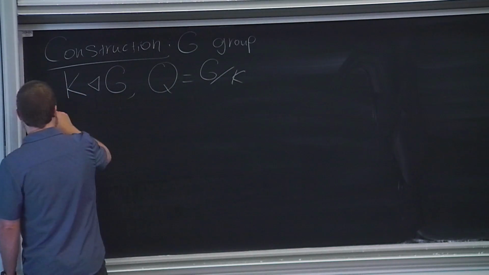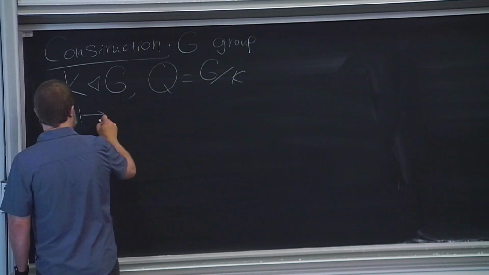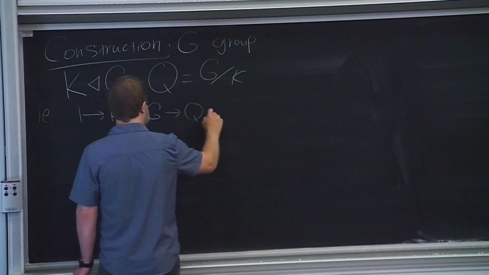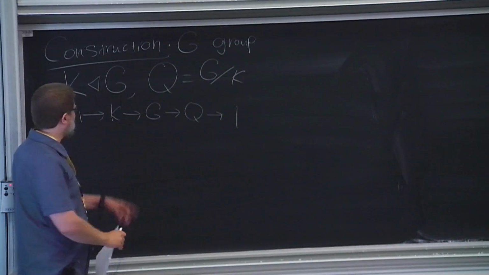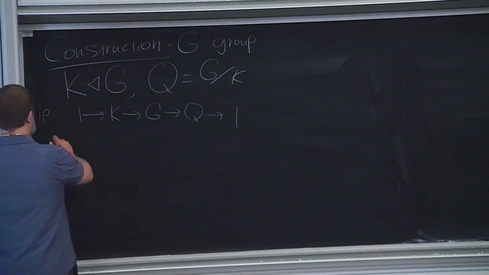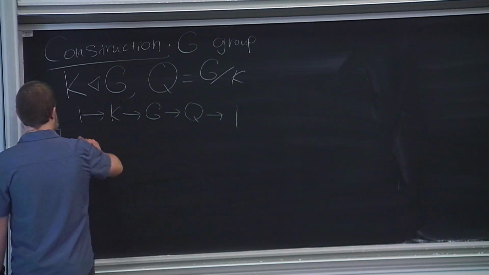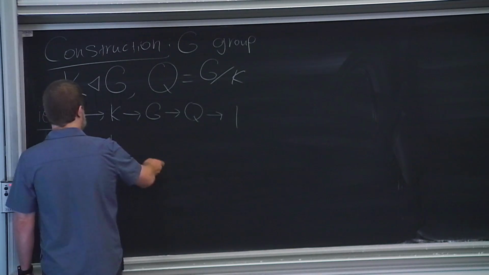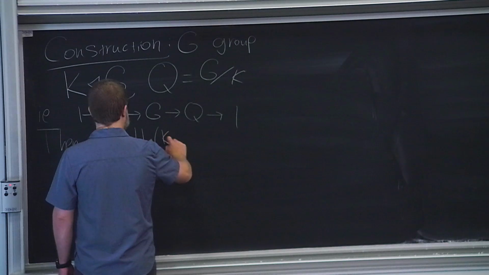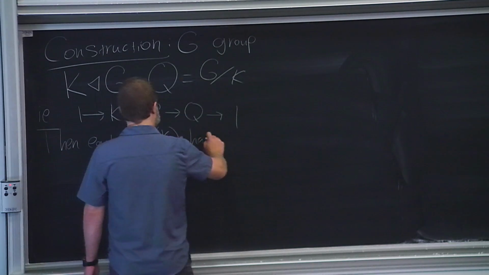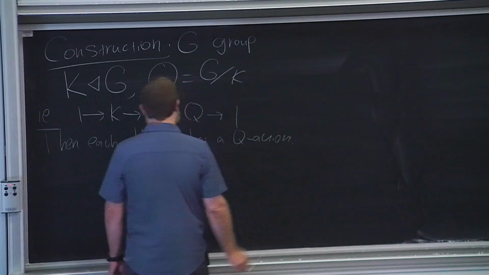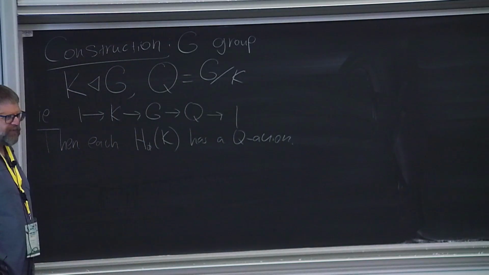So, i.e., we have an extension: 1 goes to K, goes to G, goes to Q, goes to 1. Of course, K is the kernel and Q is the quotient. That's why the letters are chosen. And so then each homology group H_d of K has a Q action. So we get an action of Q on the homology groups of this group K.